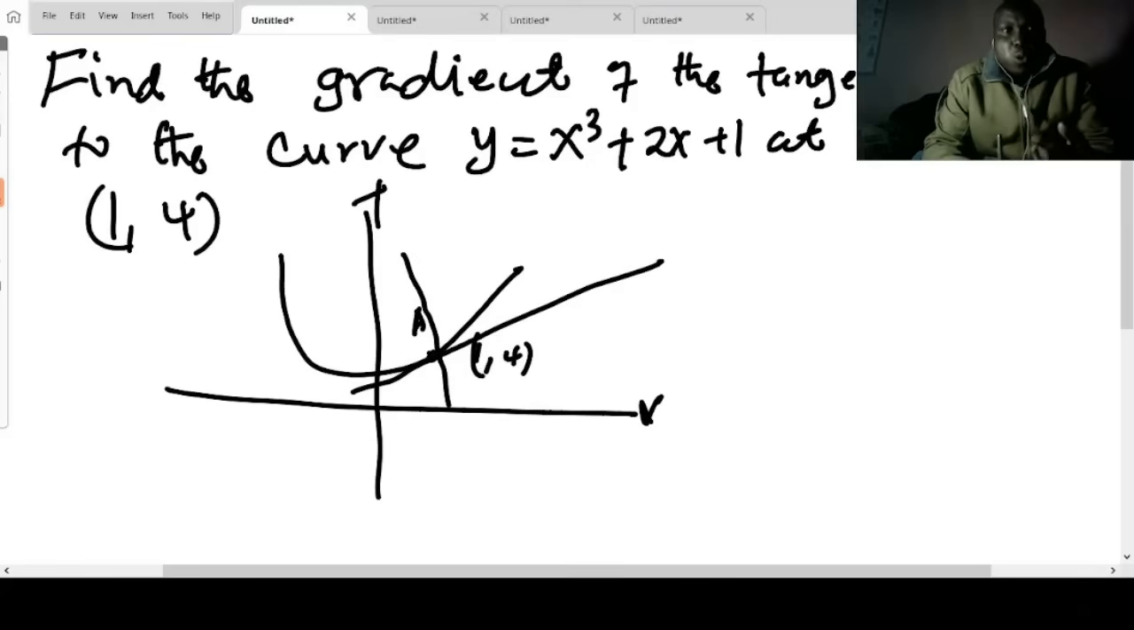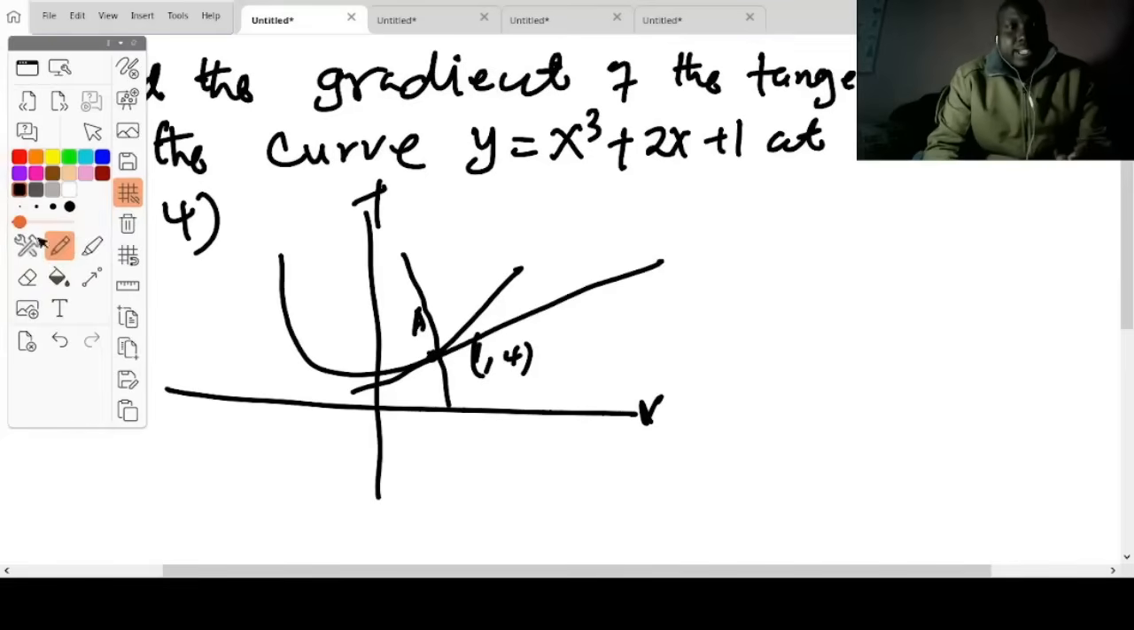So the normal and the tangent pass through the same point. So they share that point. Understand that place. The normal and the tangent, at that point they have the same point. That's 1, 4, because they meet there. That's where they intersect. Nice.